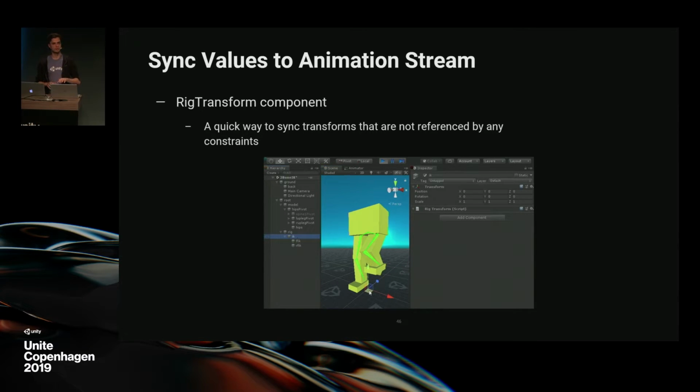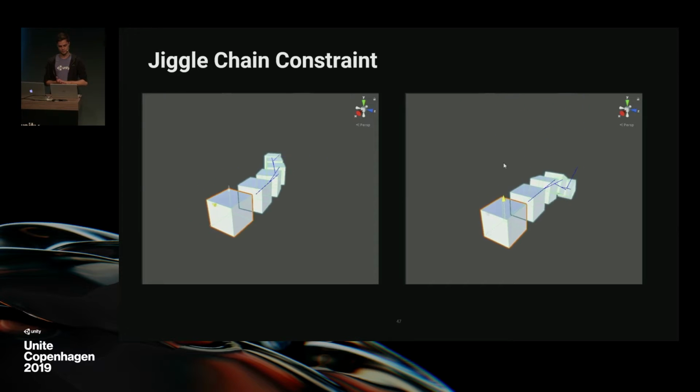So I might have lost some people with these last few slides, but there's one thing I want to make sure of. You need to make sure that the latest data is available inside the animation stream. You can do this with the sync scene to stream attribute or the rig transform component for your transform data.